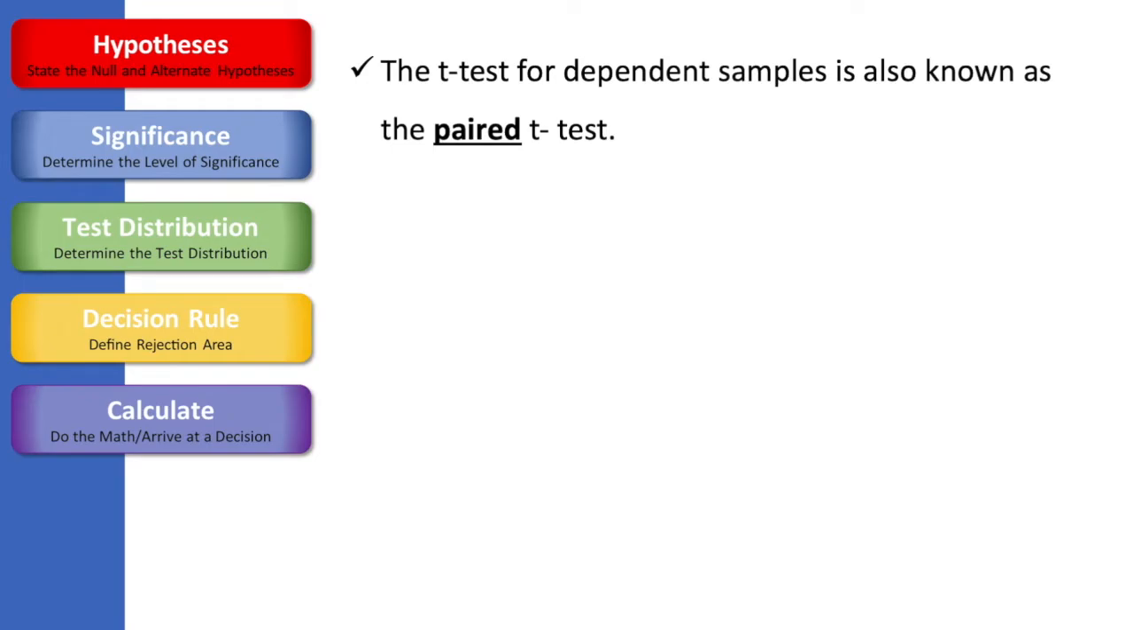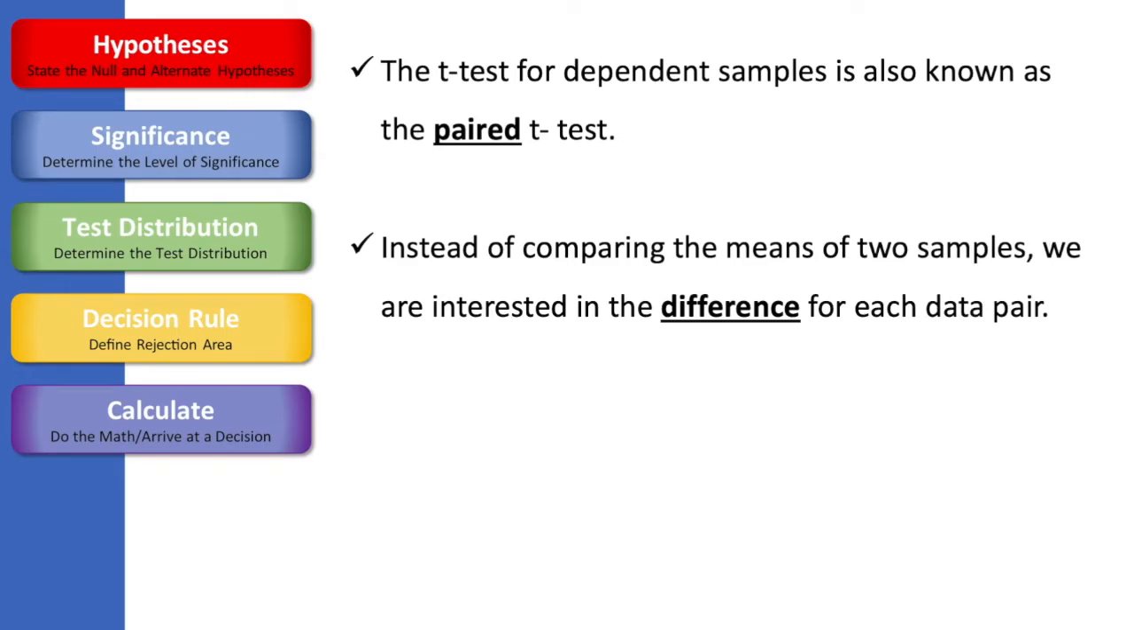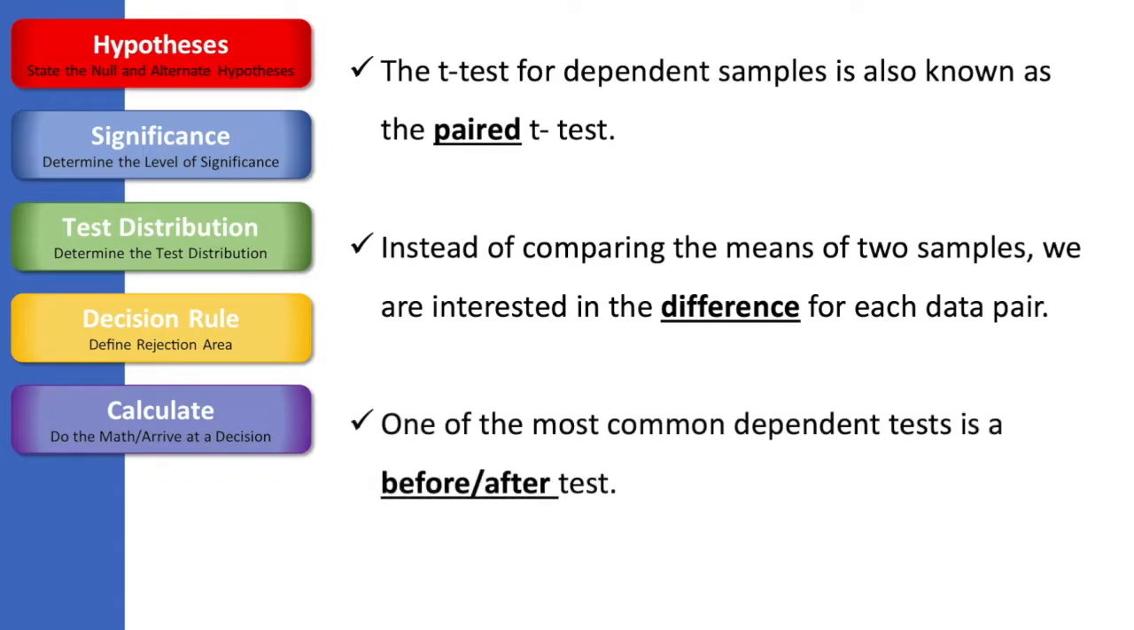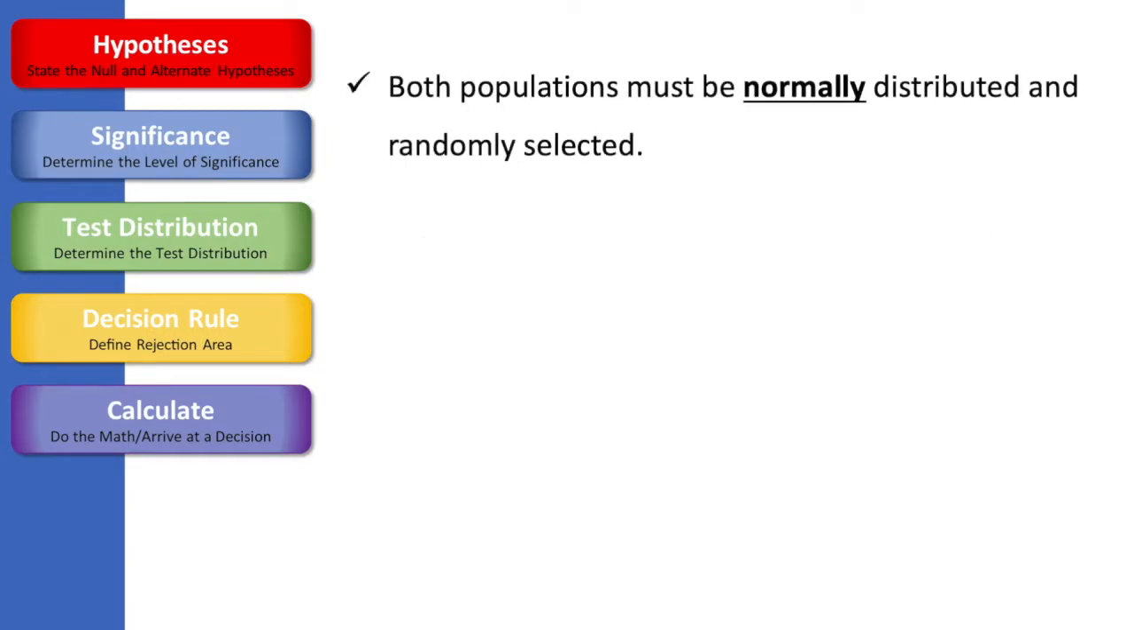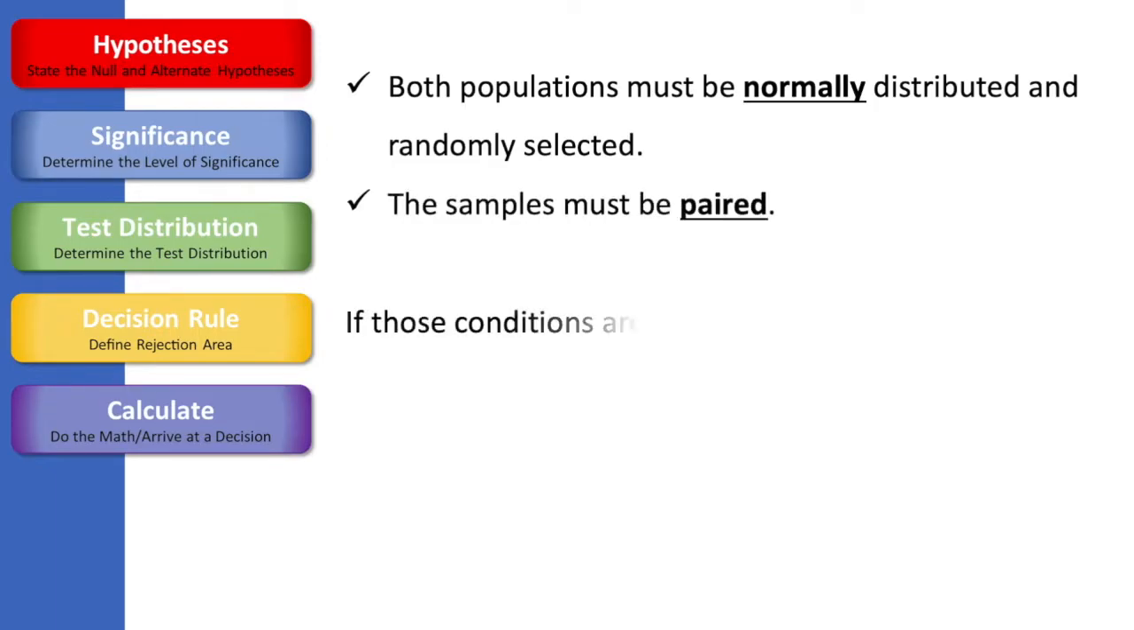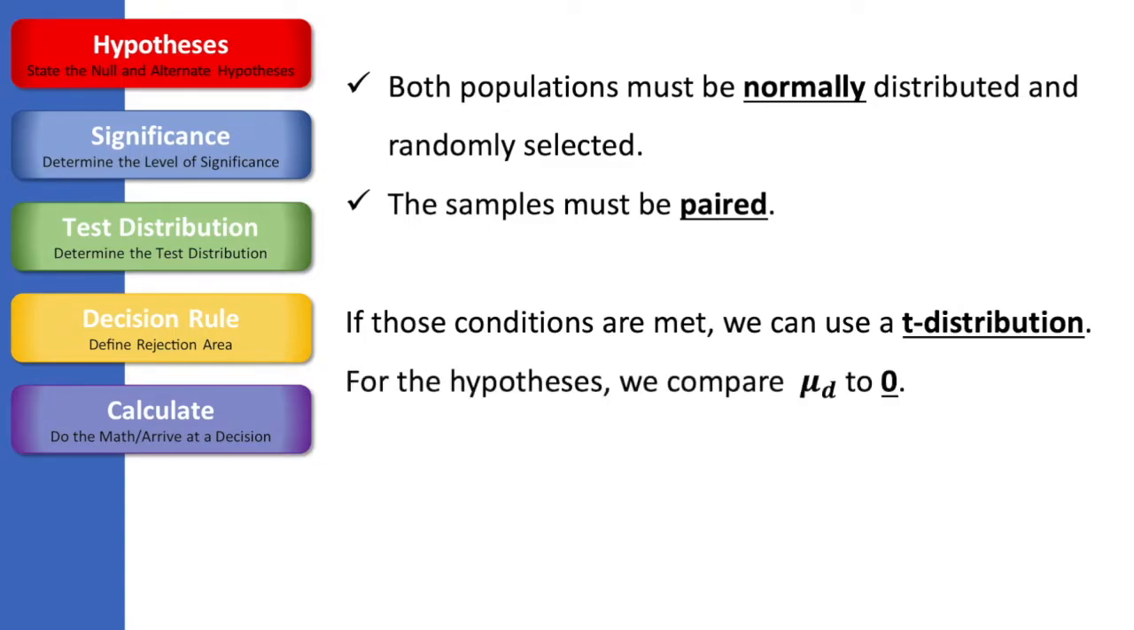The t-test for dependent samples is also known as the paired t-test. Instead of comparing the means of two samples, we are interested in the difference for each pair. One of the most common dependent tests is a before and after test. Both populations must be normally distributed and randomly selected, and the samples must be paired. If those conditions are met, we can use a t-distribution. And for the hypotheses, we're going to be comparing the mean of the differences, that's mu sub d, to 0.